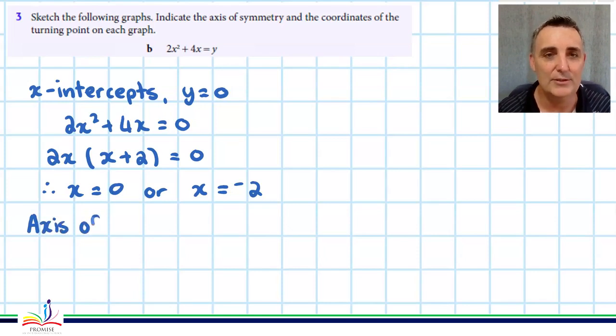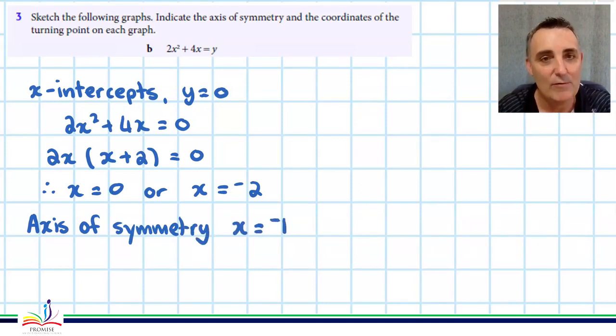Now, the axis of symmetry, the key is in the word symmetry. A parabola is symmetrical, which means the turning point is going to be halfway between the roots. Well, we know the roots are 0 and -2, so we know the turning point is going to be at x equals -1, which is the axis of symmetry, x equals -1.